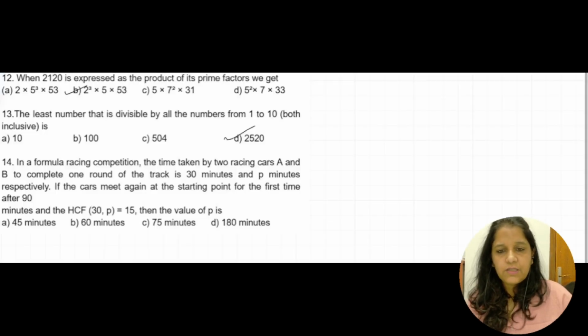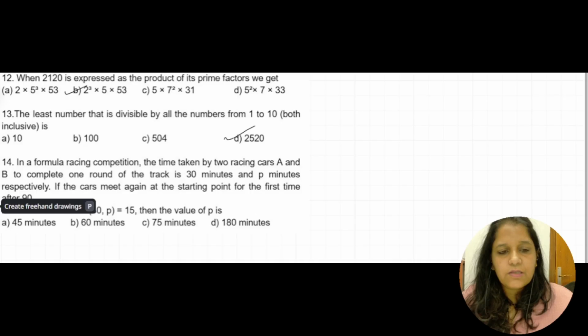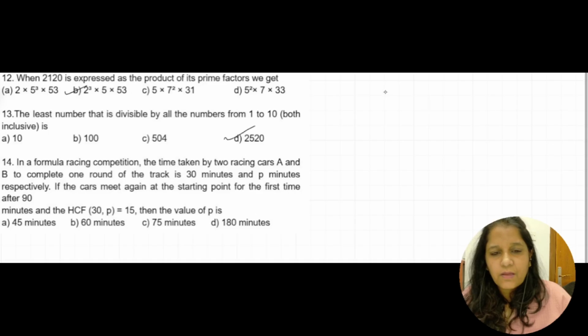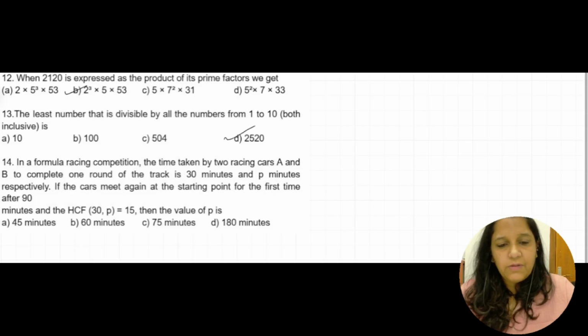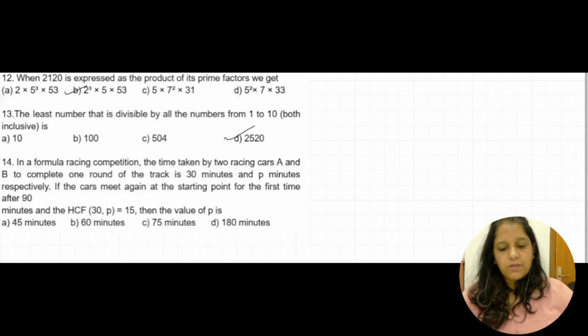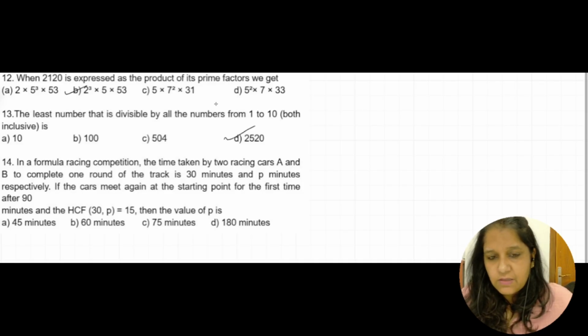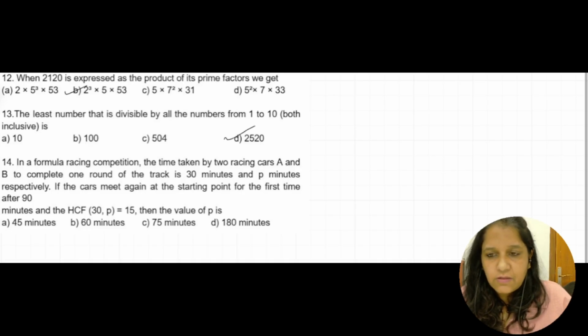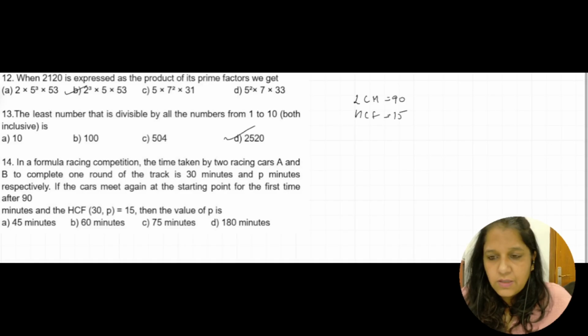Next question is in a Formula racing competition, time taken by two racing cars A and B to complete one round of the track is 30 minutes and P minutes respectively. The cars meet again at the starting point for the first time after 90 minutes and the HCF of 30 and P. मतलब दो numbers जो given है वो क्या है 30 and P. So HCF given is 15 and LCM given is 90. So LCM कितना दिया हुआ है 90 and HCF value given is 15 and one number given to us is 30. एक number हमको दिया हुआ है 30 and the value of P we need to find.